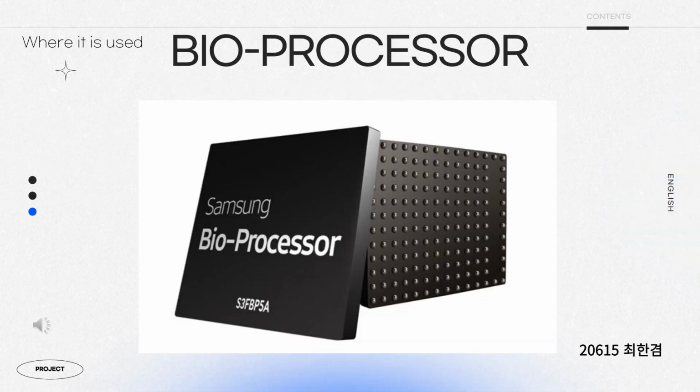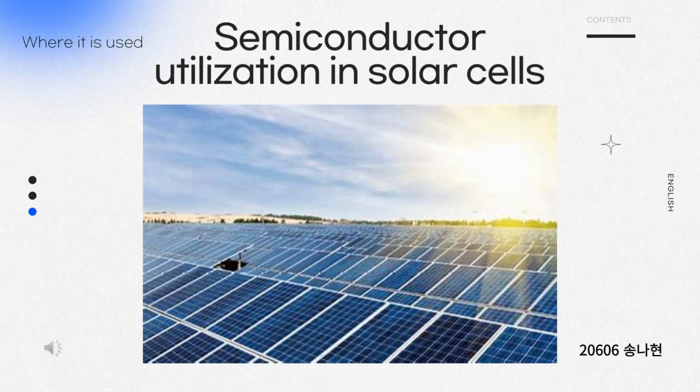Among the places where semiconductors are used is a bioprocessor. Bioprocessor is an integrated sensor semiconductor developed by Samsung Electronics. It not only collects various biological signals, but also processes them. The sensor in it helps collect 5 biosignals: body fat and skeletal muscle mass, heart rate, electrocardiogram, skin temperature, and stress response.